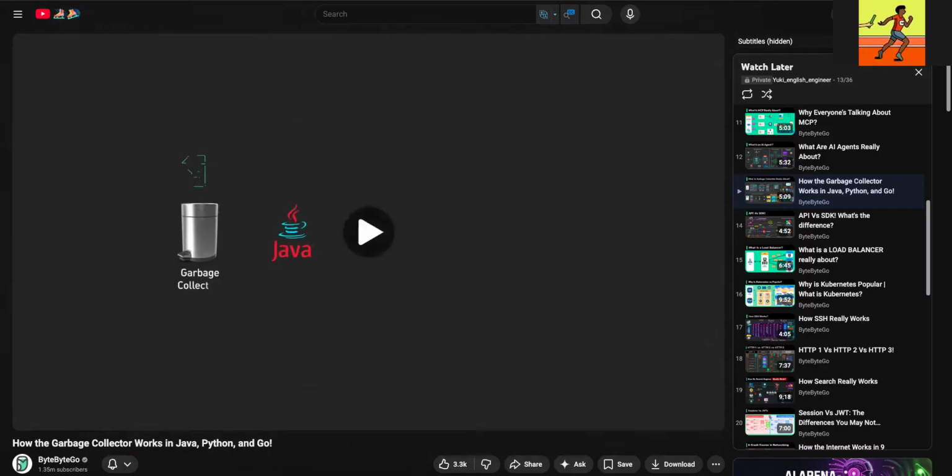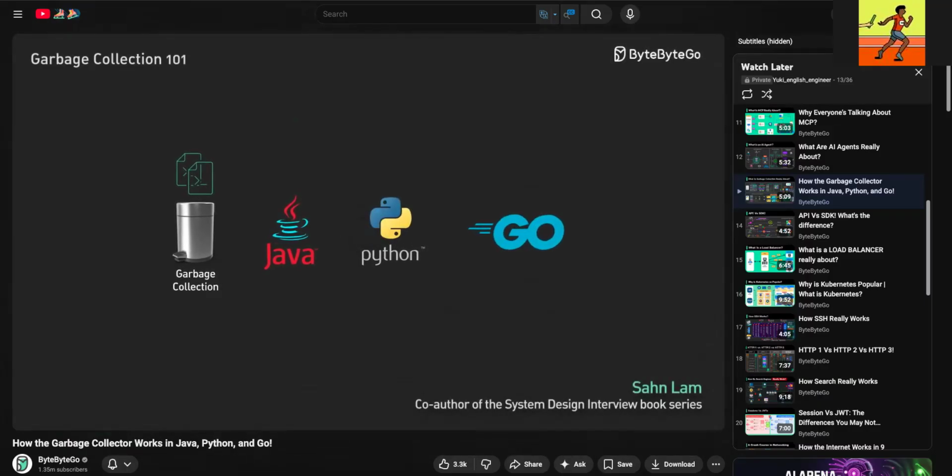First sentence. Garbage collection makes programming in modern languages a lot easier. Garbage collection makes our modern programming very easier. So garbage collection is very useful and helpful for us, for our engineers.